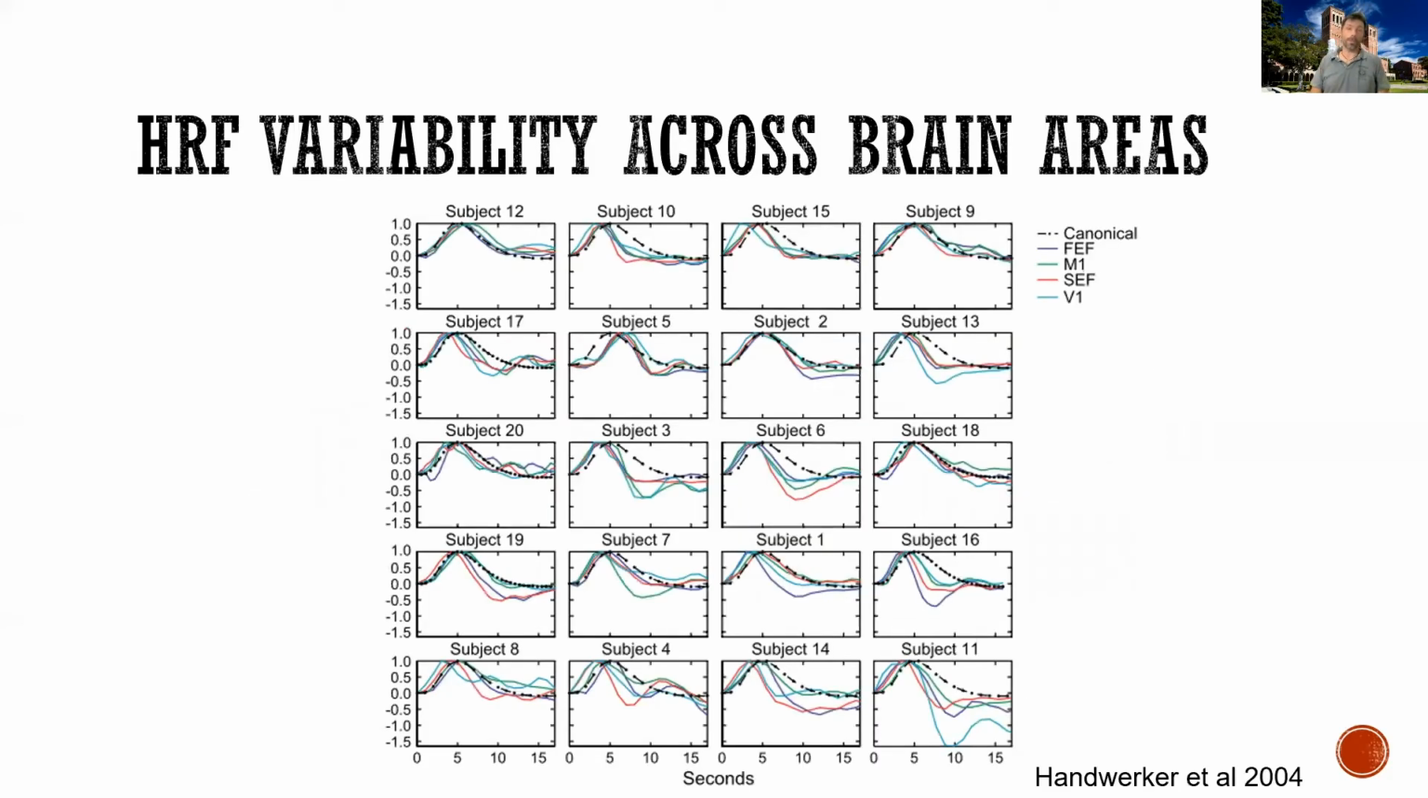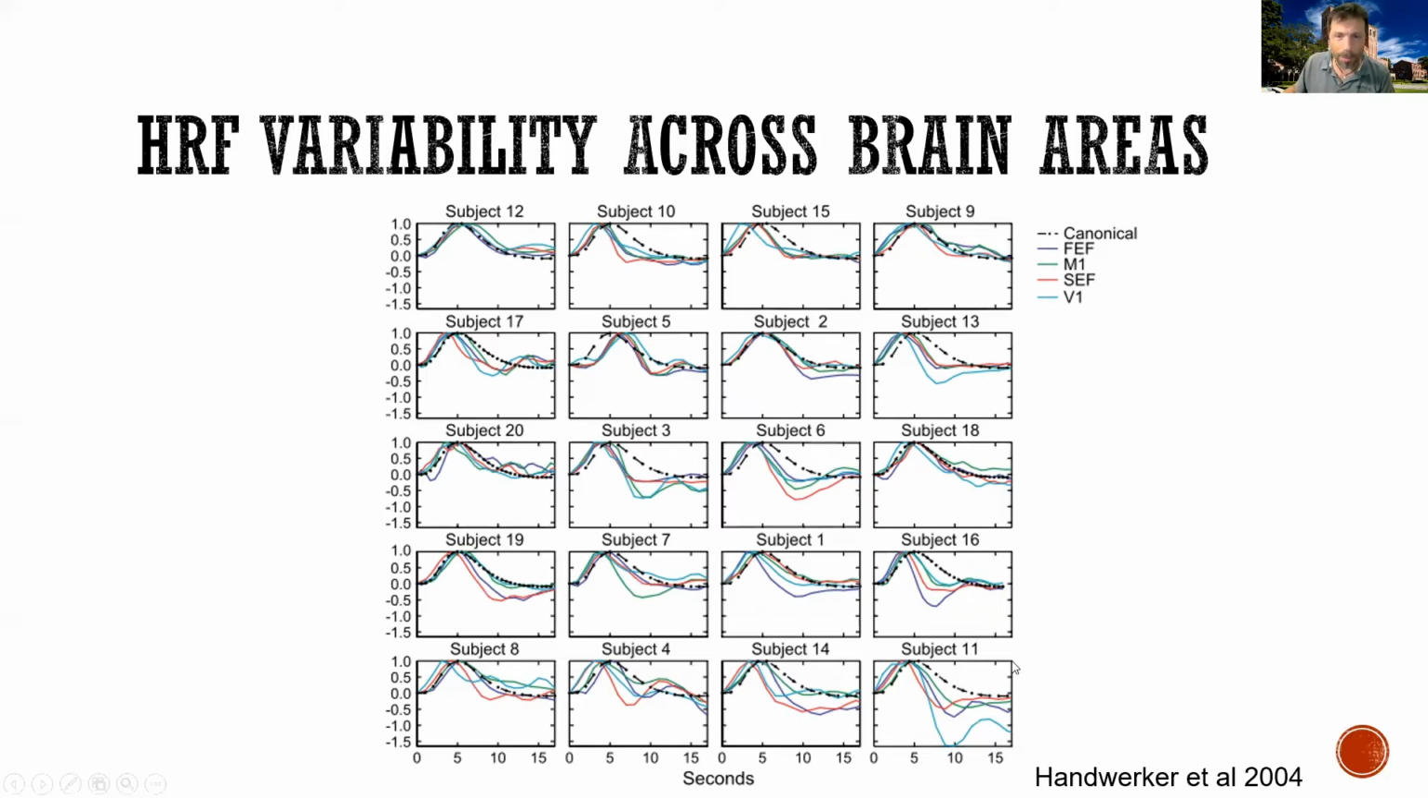And in fact, it gets even worse. Even within the same individual, you can actually get different parts of the brain that look very different. So each of these little graphs is a different subject. And the different colored lines, so we still get the canonical in the black, in the dash-dot-dash line. But then the other lines are just different parts of the brain. For example, we have the frontal eye fields, motor cortex, the supplementary eye fields, and visual cortex. So we have prefrontal, frontal, and occipital cortex.